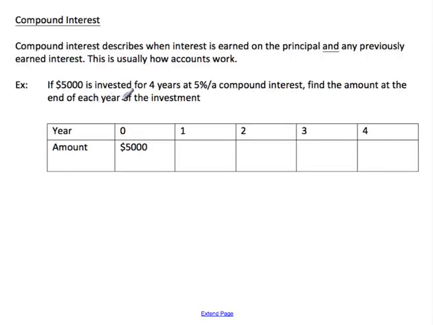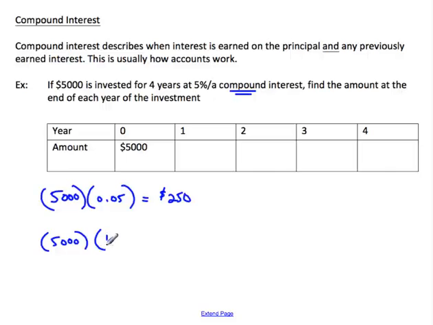If $5,000 is invested for 4 years at 5% per annum interest, but this time it's compound interest, find the amount at the end of each year of the investment. So we start off again with $5,000. Now, to figure out how much money we would earn in the first year, we would do the same thing as before. We would multiply $5,000 by 0.05, and that would give us $250. But if we wanted in one step to find out how much money is left in the account, instead of taking that and adding it to 5,000, we could just do that all in one step by taking 5,000 and multiplying it by 1.05. The 1 is going to give us back the amount we started off with, and the 0.05 will give us our interest.